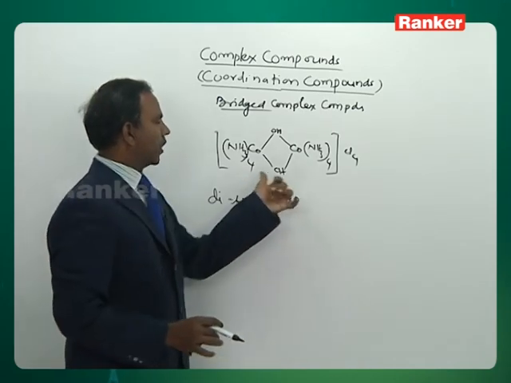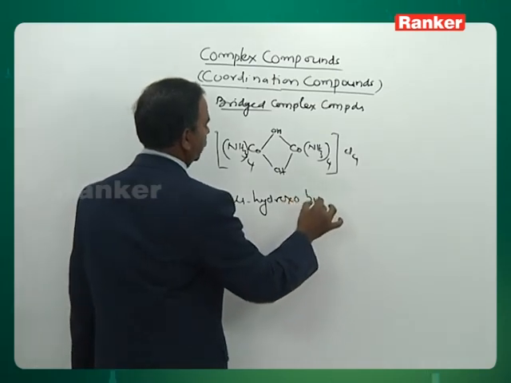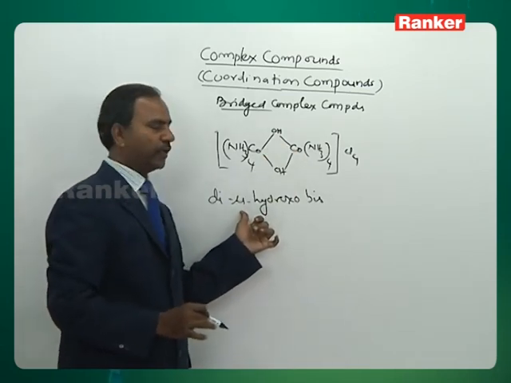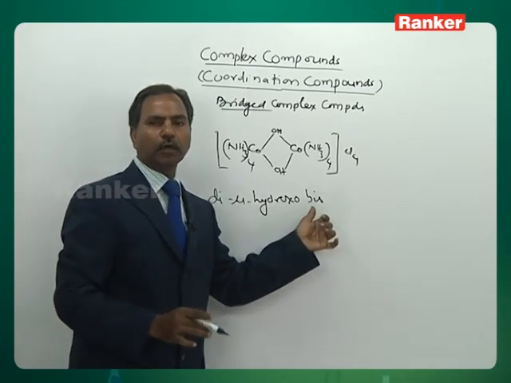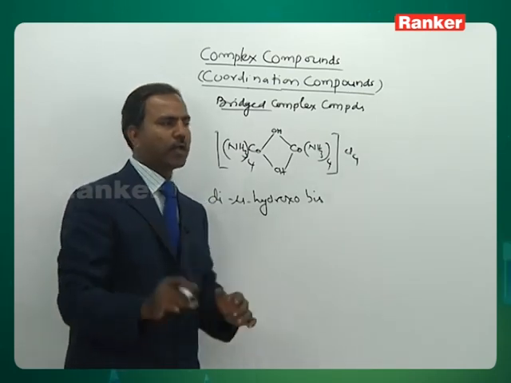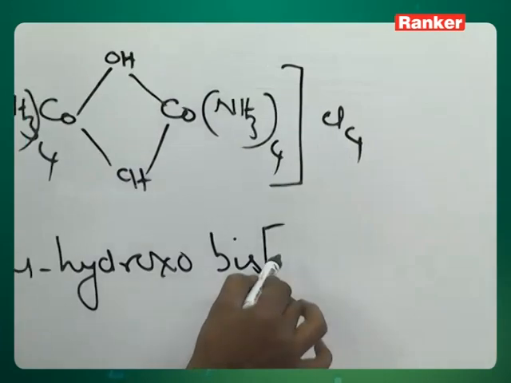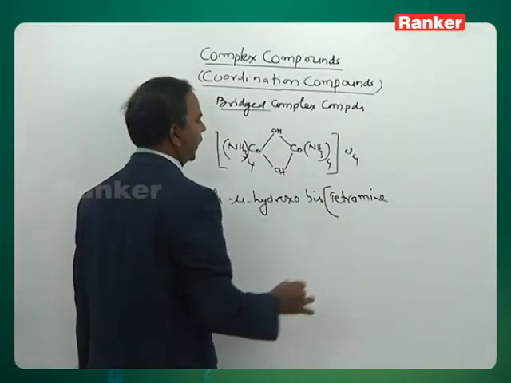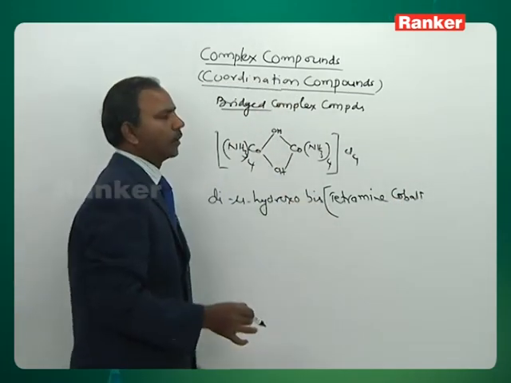Next, we have to represent this on either side. Therefore, we write bis. Di, 2 bridges. Mu stands for bridging. Hydroxo, bridging. Next, bis. Bis stands for 2 times, giving the meaning of on either side. Put a big bracket. Then, what are on either side? Tetramine, followed by cobalt. Tetramine cobalt on either side.